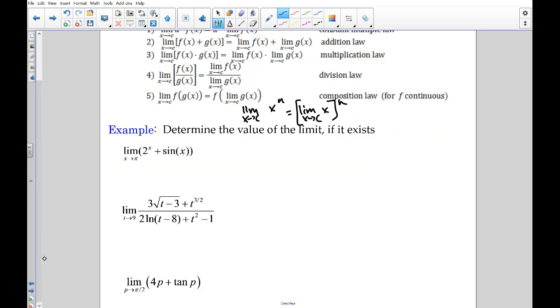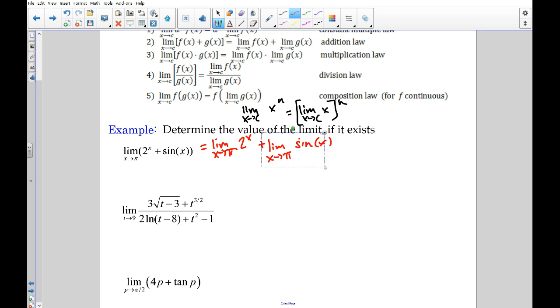Okay, so we have three problems. We want to determine the value of each limit using these limit laws. The first one is meant to be more direct and easier for us to use. So first I have the limit as x approaches pi of the quantity 2 to the x plus sine of x. What my instinct tells me to do with these limit laws is to take the limit of each individually. So I'd take the limit as x approaches pi of 2 to the x, and then add to it the limit as x approaches pi of sine of x.